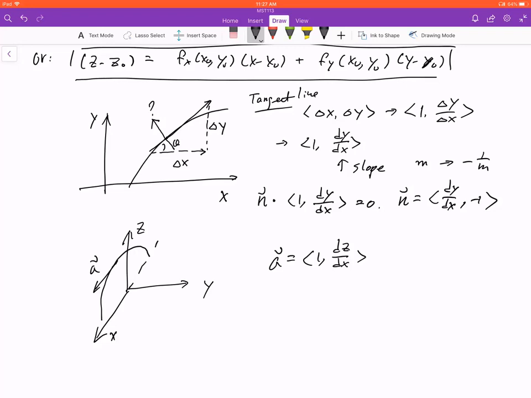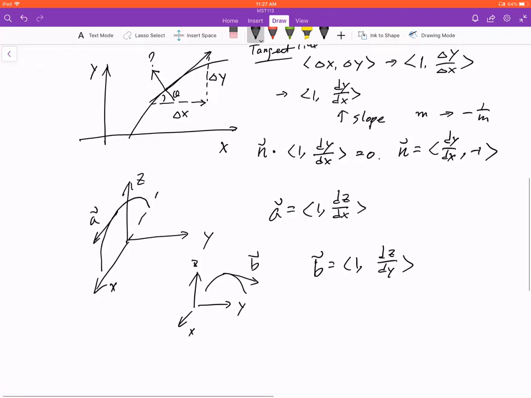Now, suppose you have a curve which is in the yz plane, looks like this kind. So this is z, this is y, this is x, and you want to find a direction like this over here, b. And how can you do that? Well, you will just write down in the y direction 1. So the y direction is 1, and then in the z direction you have dz/dy. So that's what we have if we have two-dimensional curves.